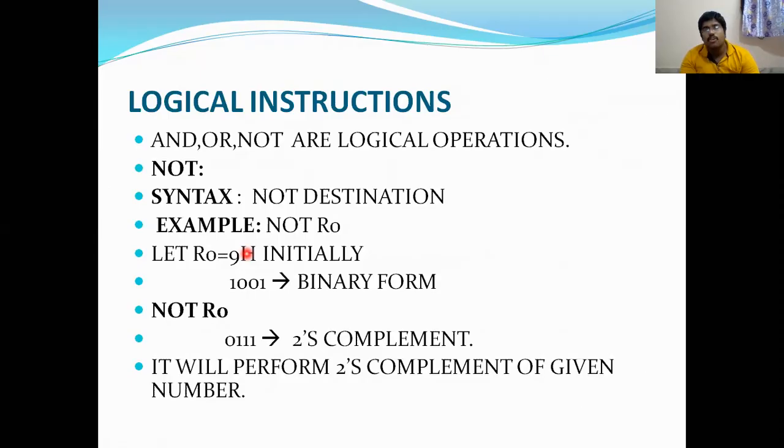So what is the first thing I have to do? In order to perform the 2's complement, I need to convert my hexadecimal number into binary form. As you know, in 8421 code the equivalent value of 9 is 1001. So the NOT instruction will perform the 2's complement. If you observe, 2's complement is nothing but 1's complement plus 1. Isn't it? So 2's complement is nothing but 1's complement plus 1.